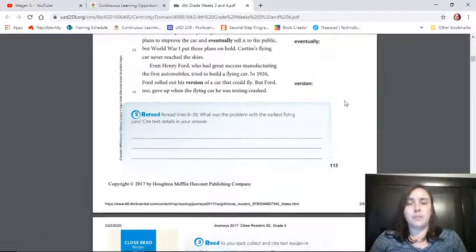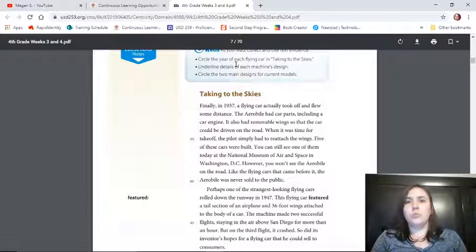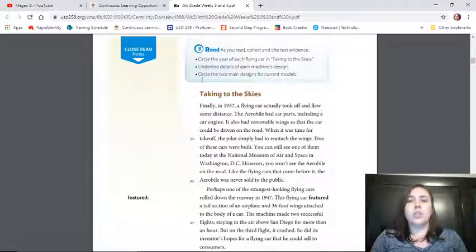So you're paraphrasing. The next section of the text, they have new instructions for you. It says, as you read, you're going to circle the year of each flying car in Taking to the Skies. So Taking to the Skies is the subtitle of this section here. You're also going to underline details of each machine's design. So all the details that are included in the design of these machines, you're going to underline those. And you're going to circle the two main designs for current models. And current means right now. So you're going to circle the two designs that current models use.